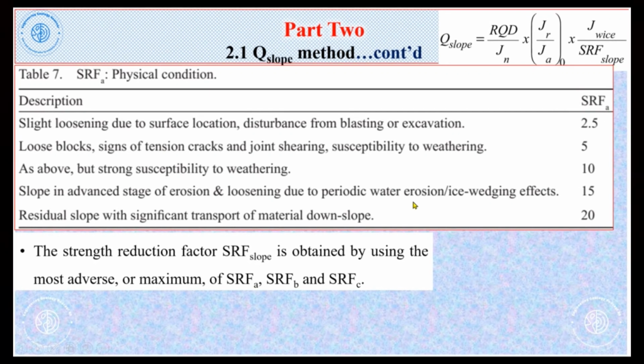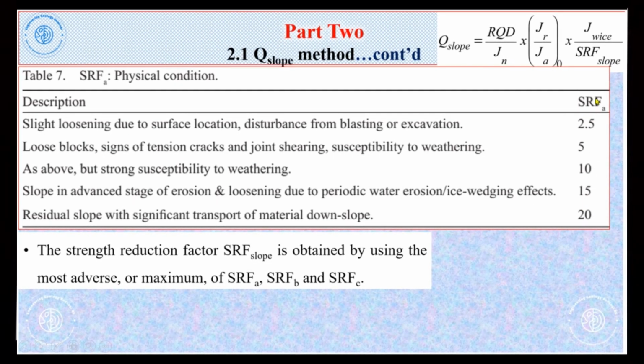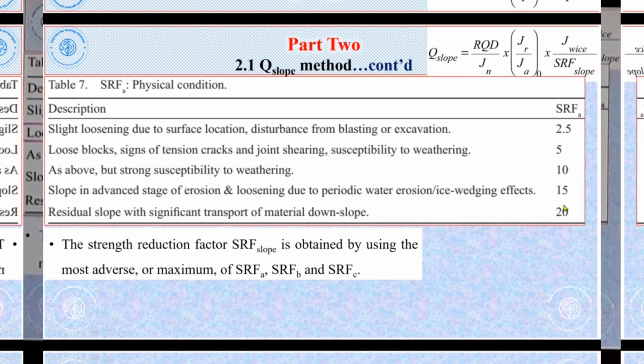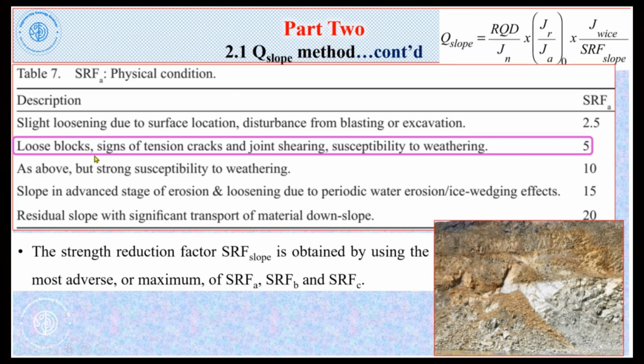If one of these conditions describes the actual ground, then we will take the corresponding stress reduction factor A value from here. In our example, for this slope, I correlated this slope with loose blocks, because there are loose blocks, signs of tension cracks, and joints shearing susceptible to weathering, correlated with this physical condition description. So the corresponding strength reduction factor for A will be 5. Okay, then I will go for the strength reduction factor for B.